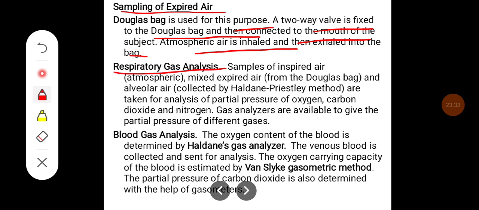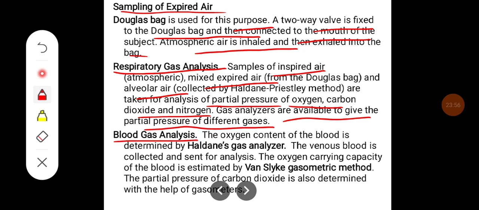Respiratory gas analysis. The samples of inspired air mixed with expired air from the Douglas bag, and the alveolar air, which is collected from the Haldane-Priestley method, are taken for analysis of partial pressure of oxygen, carbon dioxide, and nitrogen. The gas analyzers are available to give the partial pressure of different gases.